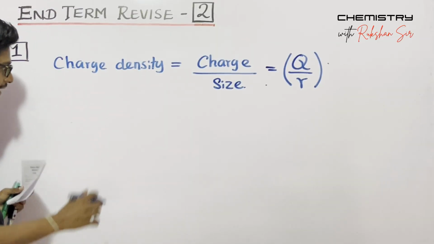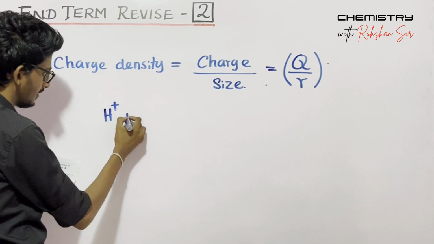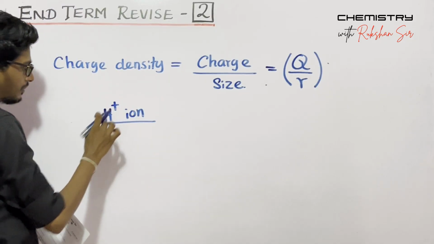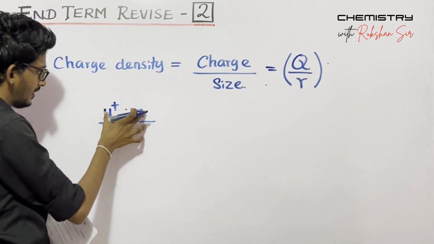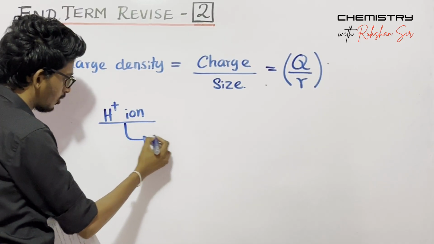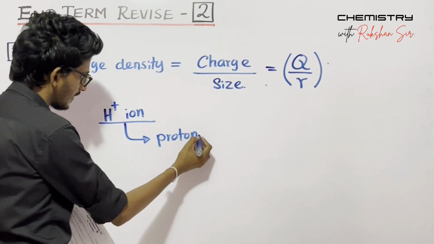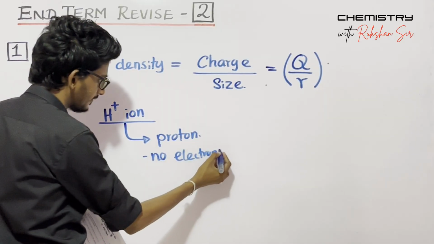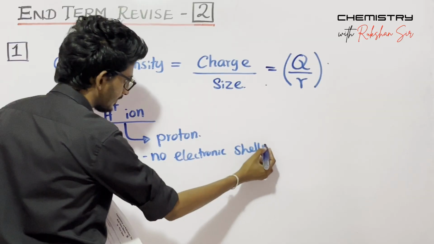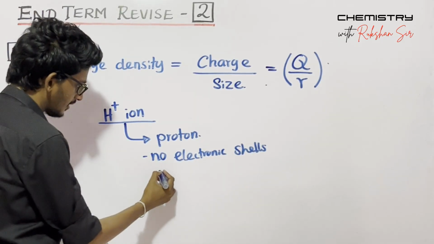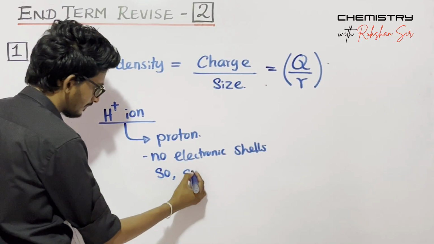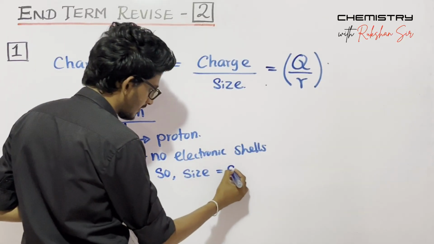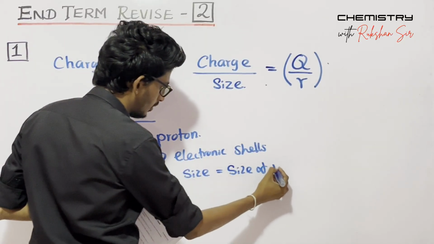When it comes to the H plus ion, it is not with any kind of electrons. H plus means just a proton, right? No electronic shells. So the size is equal to the size of the nucleus.